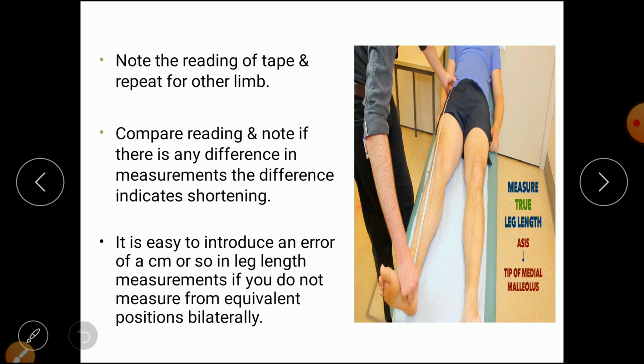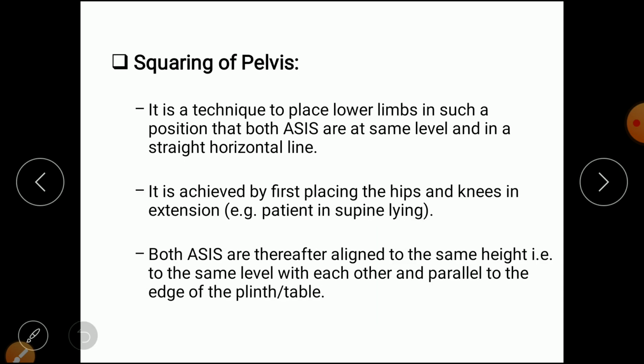See in this diagram, put the tape starting from the ASIS, then the medial border of the patella, and then the tip of the medial malleolus. So this is the easy method to measure the true limb length discrepancy.